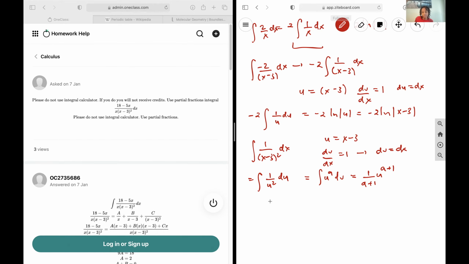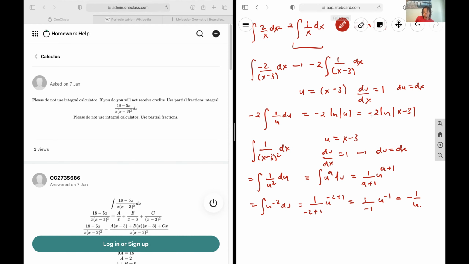And so we're just going to apply this with the situation of a is equal to negative 2. And it'll become 1 over negative 2 plus 1 into u to the power of negative 2 plus 1. And that is going to become 1 over negative 1 u to the power of negative 1. So that's just negative 1 over u.